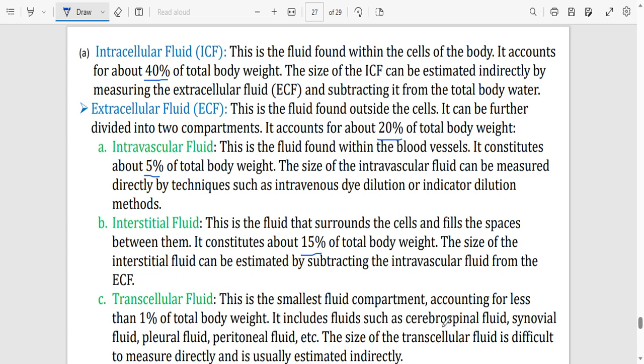It includes fluids such as the cerebrospinal fluid, synovial fluid, pleural fluid, peritoneal fluid. The size of the transcellular fluid is difficult to measure. It is really difficult to measure because you just take this to be part of the interstitial. You don't have a direct formula or a direct method, unless by experts, to measure that. But it's really very, very small.